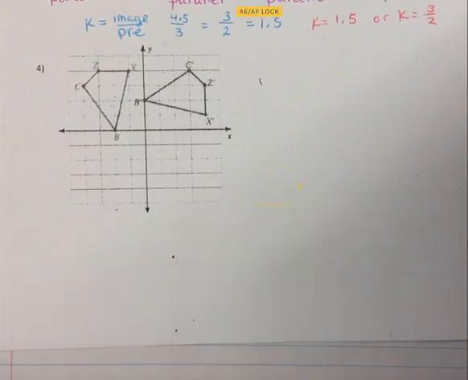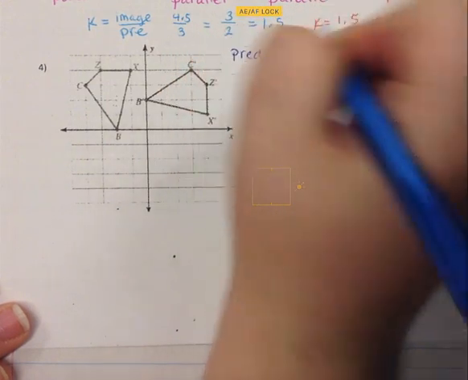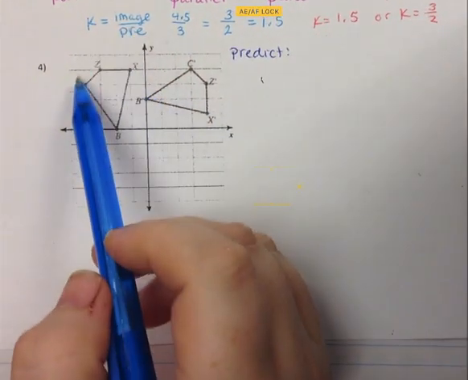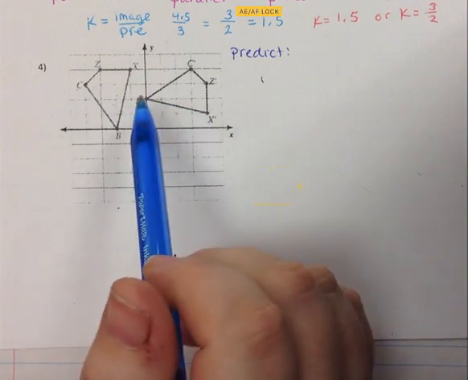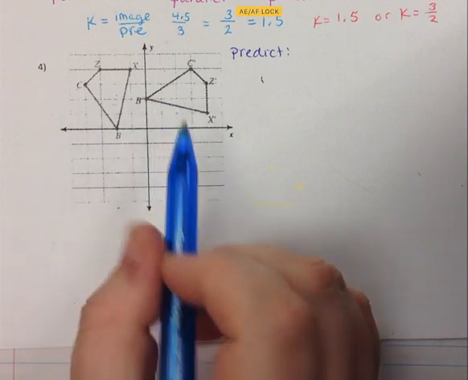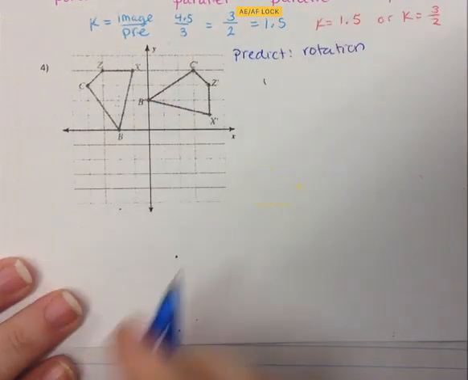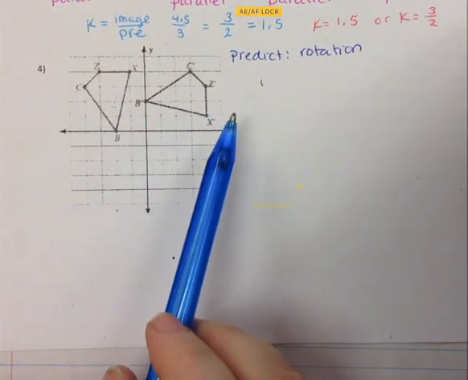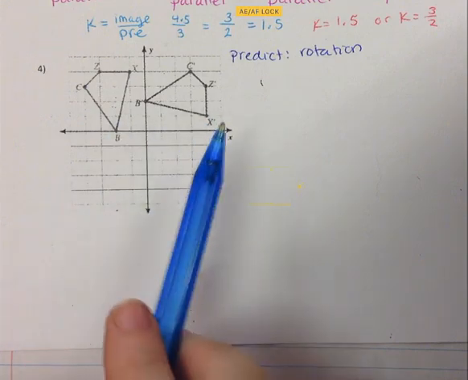This last one, again, we're going to find a prediction. If we look at the original, the pre-image to the image, it looks as if it moved around quadrants, and it also is in a completely different orientation. So this looks like it might be a rotation. And then once we prove that it is a rotation and it has a center of rotation, we'll be able to figure out what degree it is.